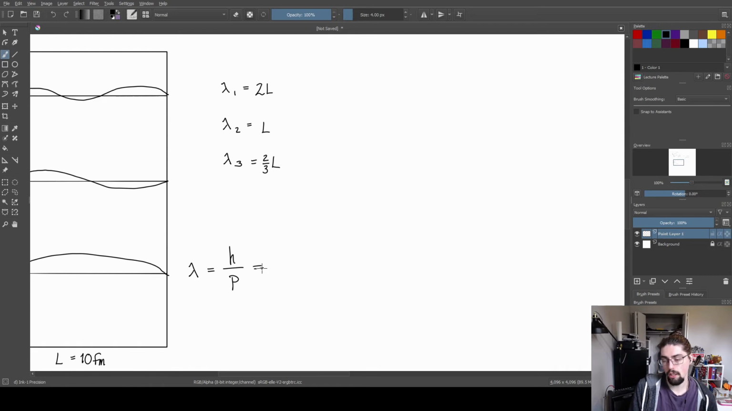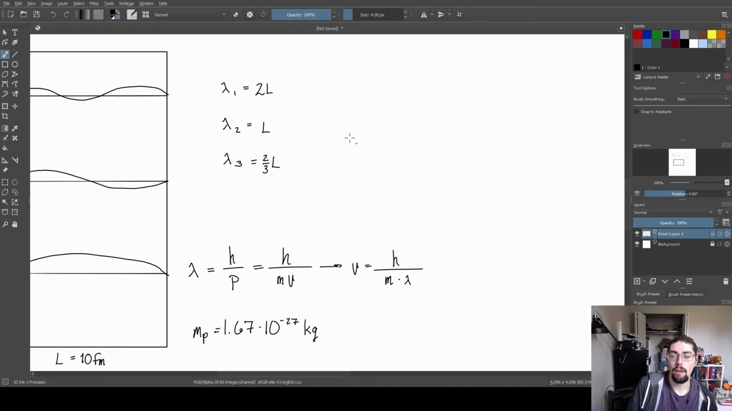Now, let me do the same thing as last time. Replace p with m times v. The mass of the proton is a known value. The mass of the proton is just 1.67 times 10 to the negative 27th kilograms. A really tiny value, but not quite as tiny as the electron. Let me rearrange this first. Let me say that v is equal to h over m times lambda. Then let me plug in lambda 1, lambda 2, lambda 3. Let me start with lambda 1 at least.